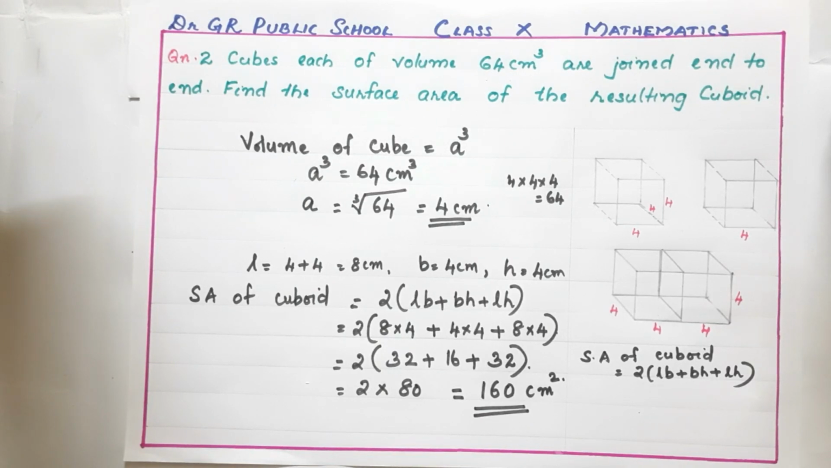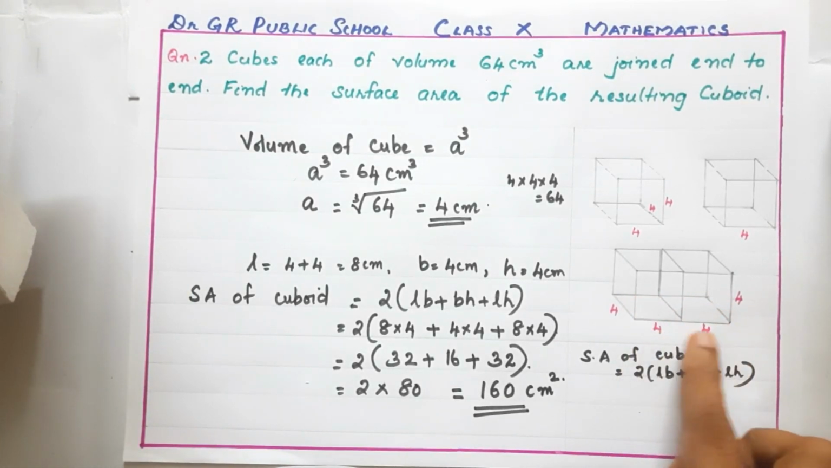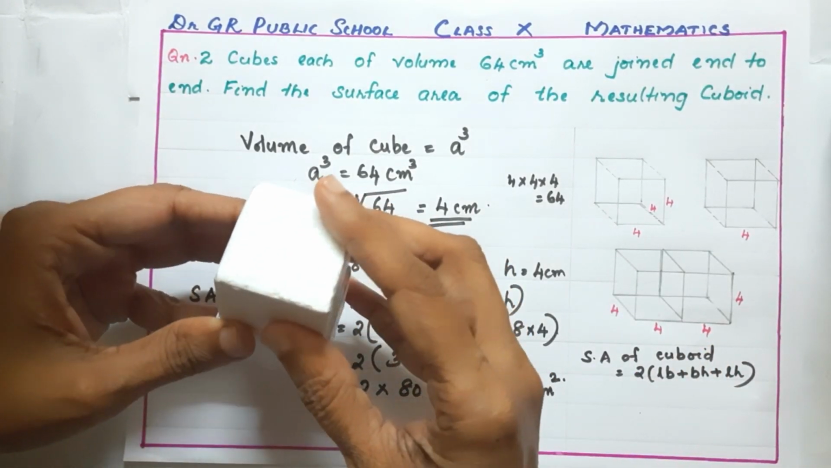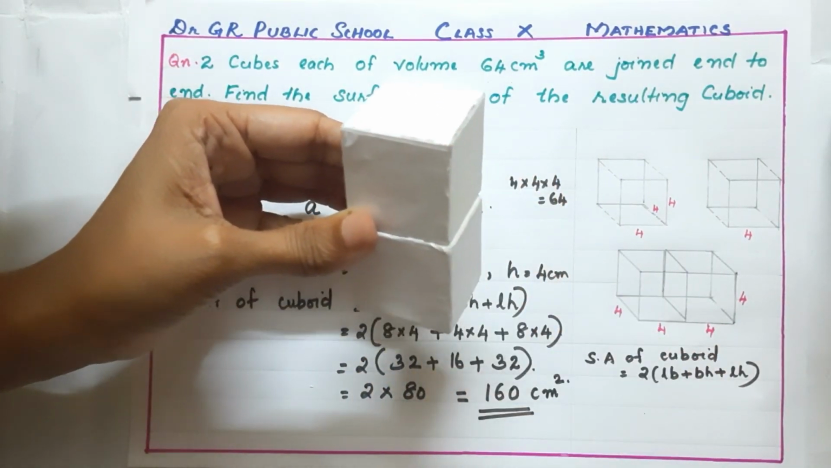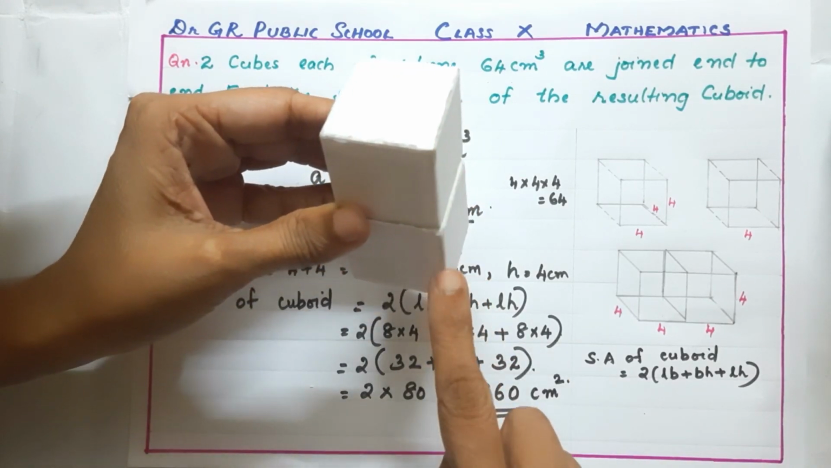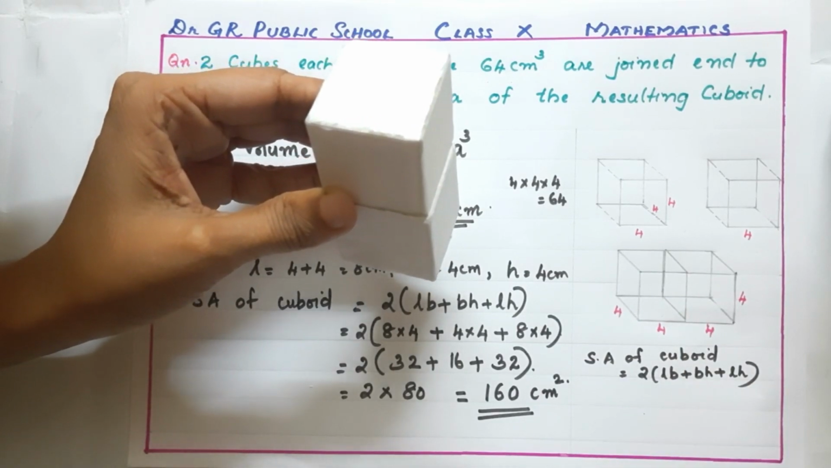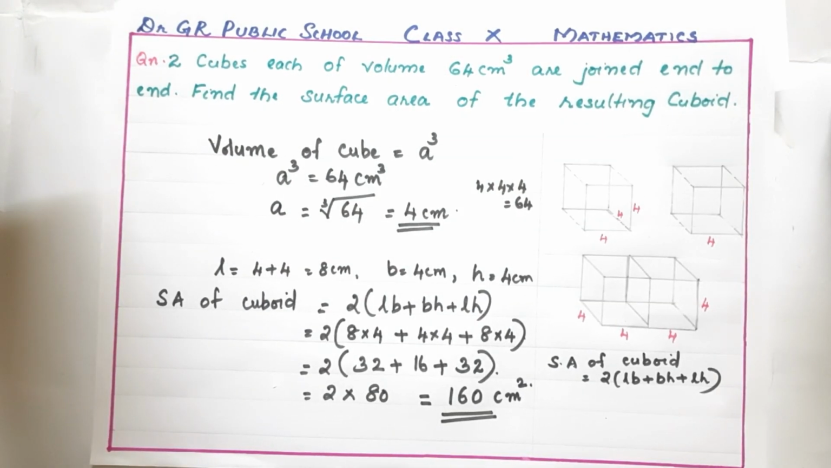And one more thing, some of you may have doubt why I join like this only. If you are joining like this, the length will be 8 centimeter. So if you want, you can join this like this also. Then height will increase. Then height will be 4 plus 4. Only one dimension will change. So the answer is 160 centimeter square. Children, you will get the same answer in both the cases.